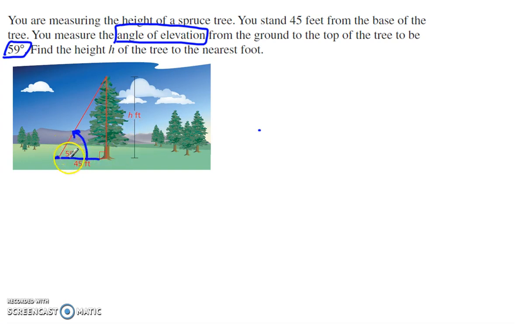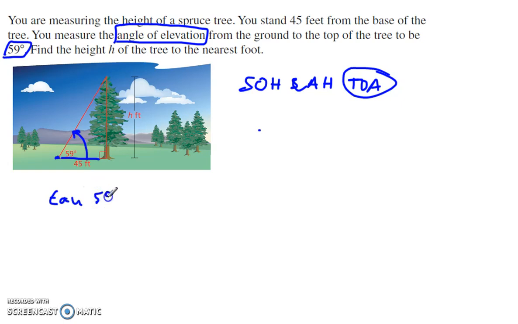Okay, so here's the angle we have. We're not dealing with the hypotenuse. Okay, so SOH CAH TOA, the only one of those that doesn't deal with the hypotenuse is the tangent. So we're going to use TOA, all right? So tangent 59 degrees is equal to opposite over adjacent. Opposite is the height over adjacent is 45.